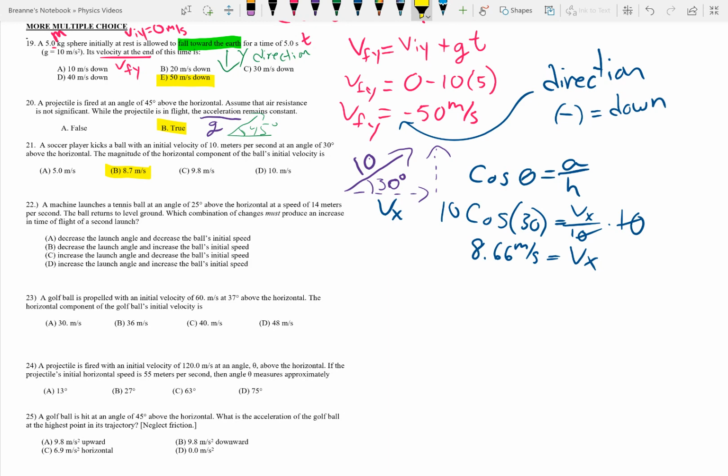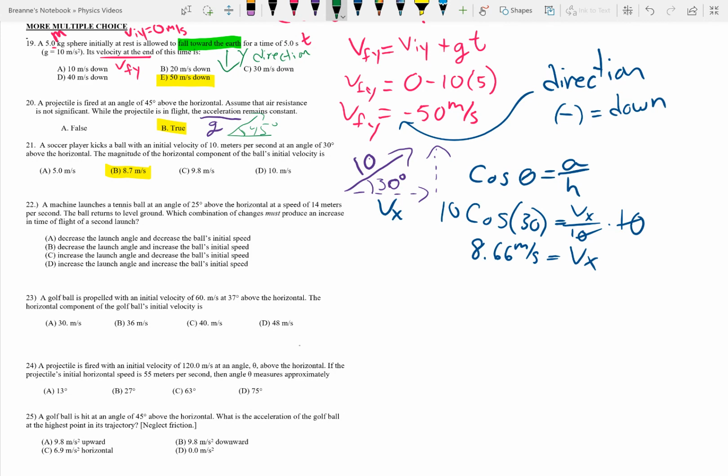Okay, so we're trying to figure out which of these combinations would increase the time. A couple of things to think about. What equations do we have that have time in it?